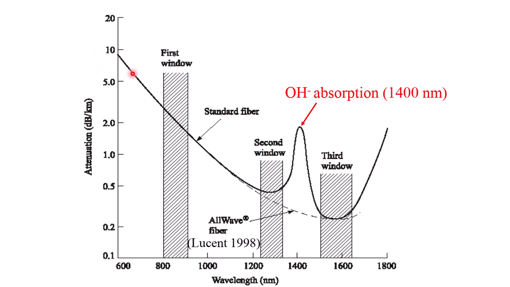Now let us see the absorption characteristics of the OH group again, and you can see that we have a first window right here. We have a second window right here. It was previously used for long haul communication, that is the 1300 nanometer region, and this is the third window that is used right now. We are using this window around 1550 nanometer, and here we have the peak of the absorption or attenuation. This is due to the hydroxyl ion.